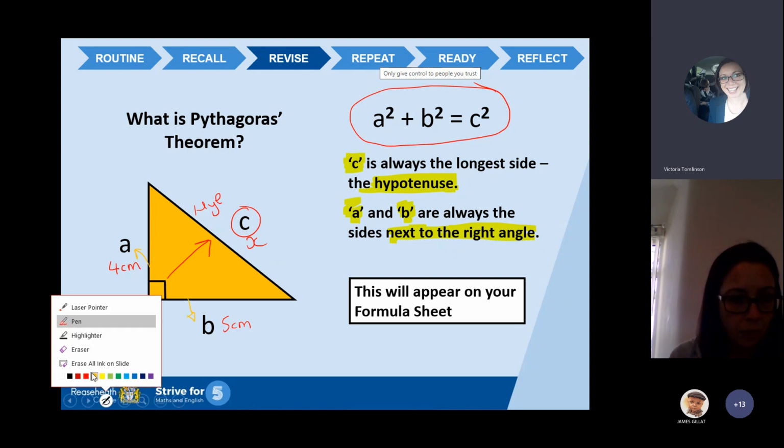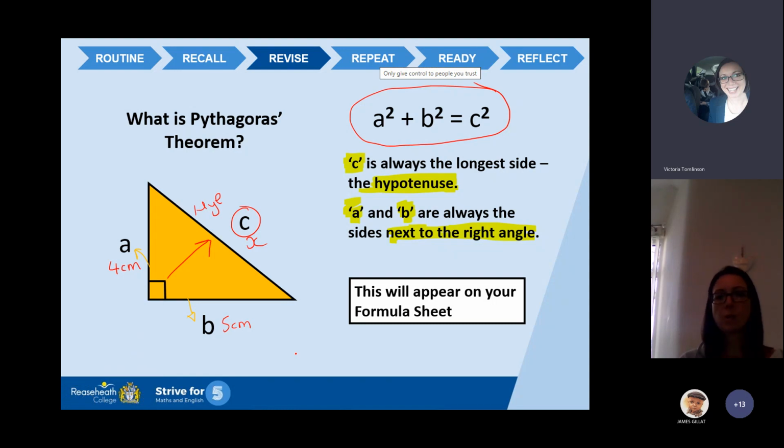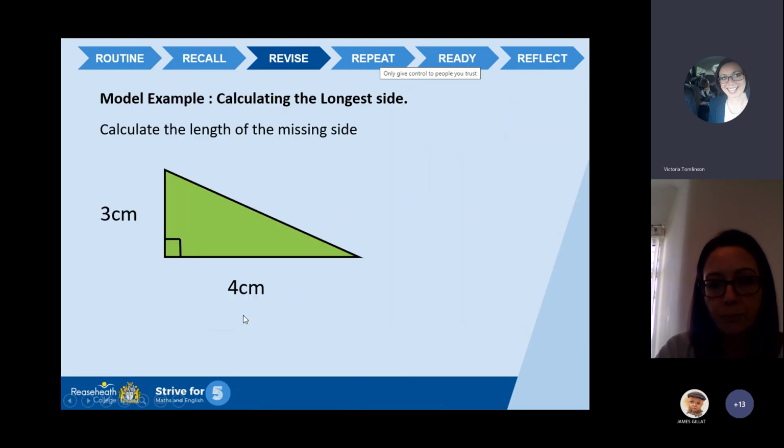Change my pen to red. So that's what you need to remember. Tell you what, I'll put that into the chat in a minute, and then you've got a little bit of notes. So let's have a go at practicing and doing some.